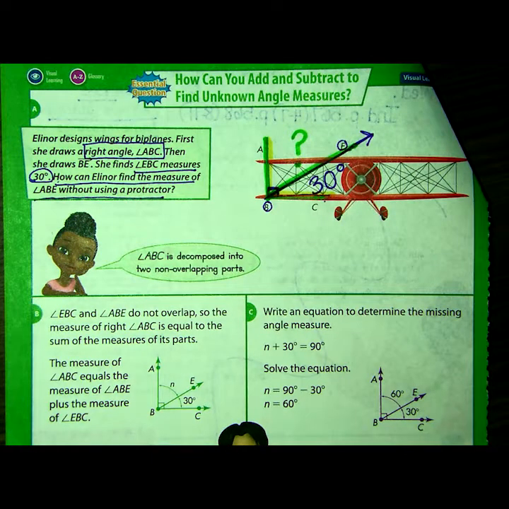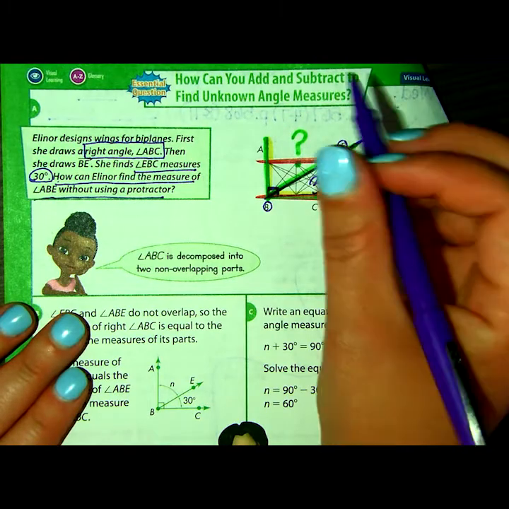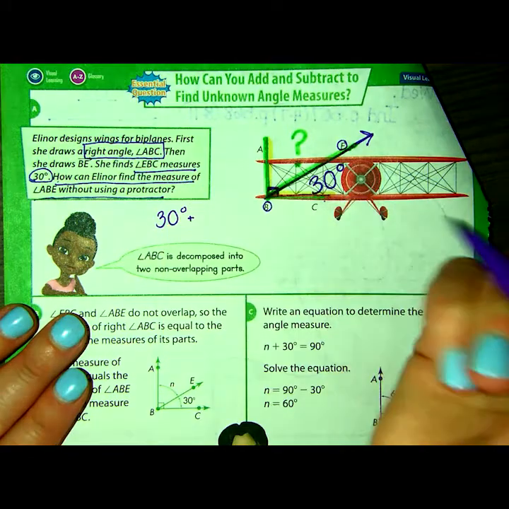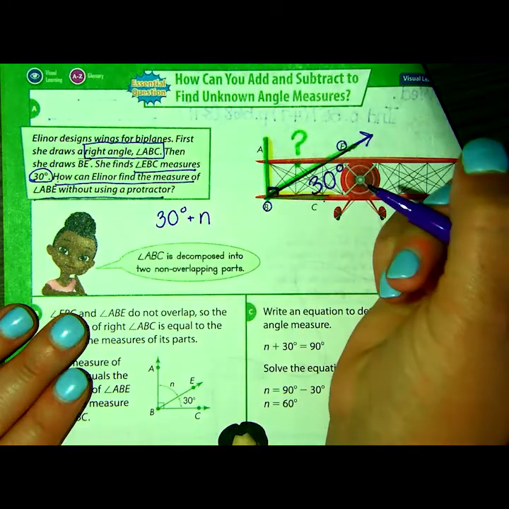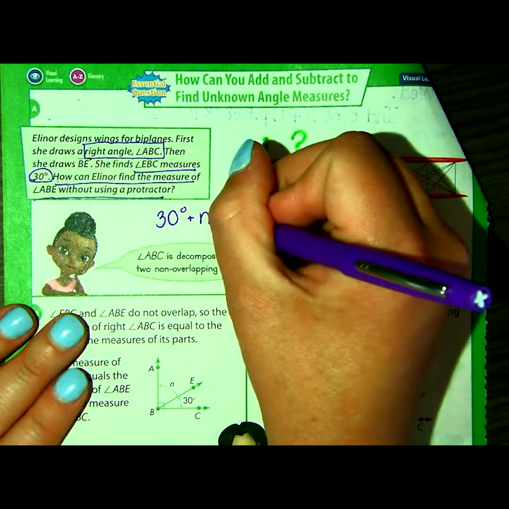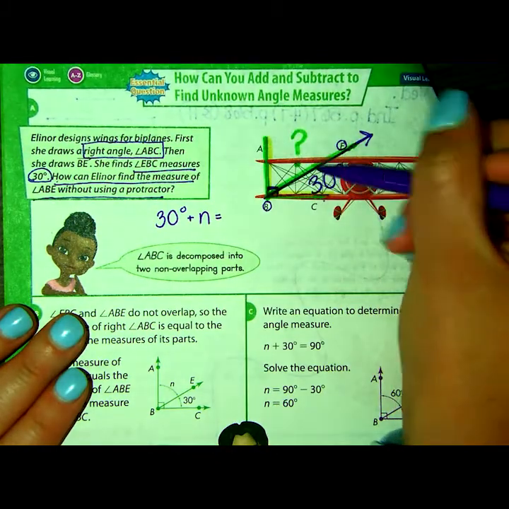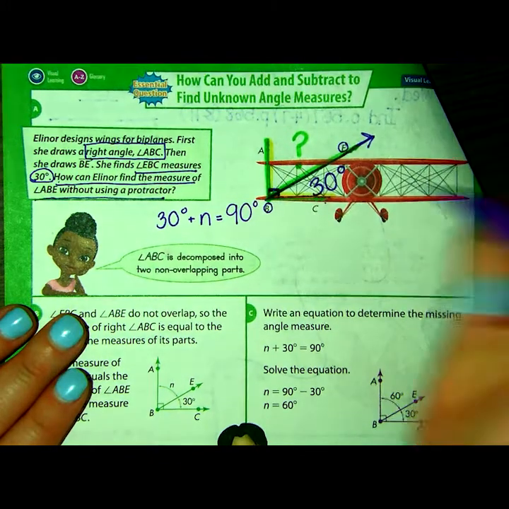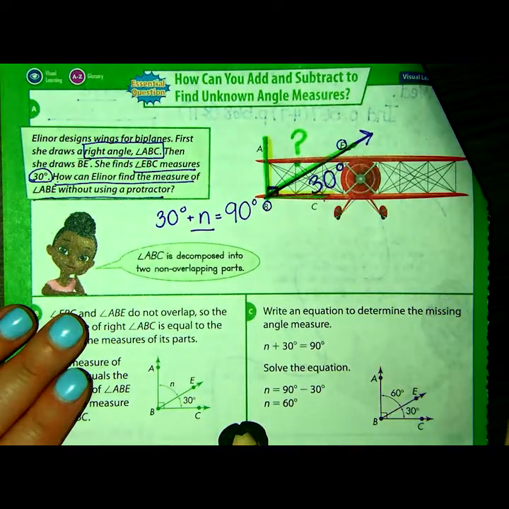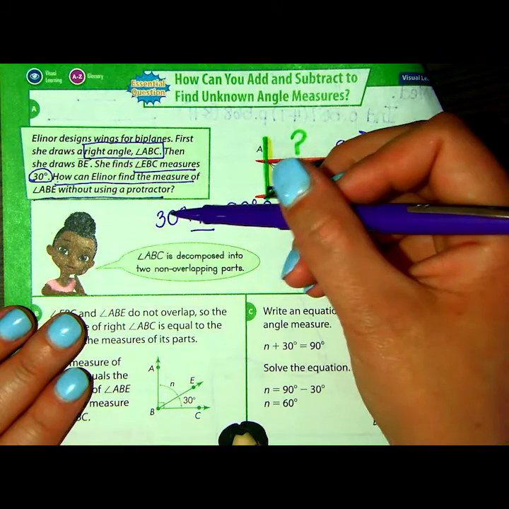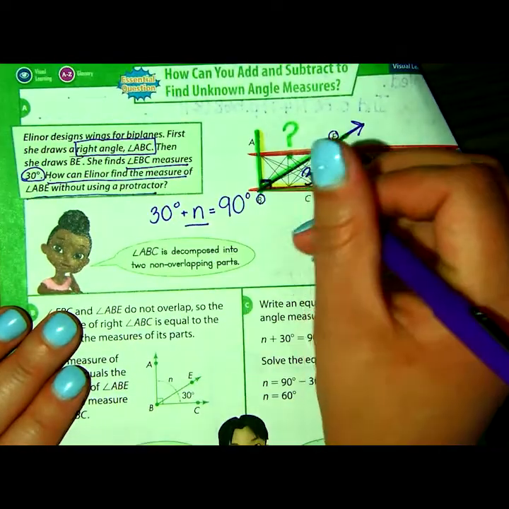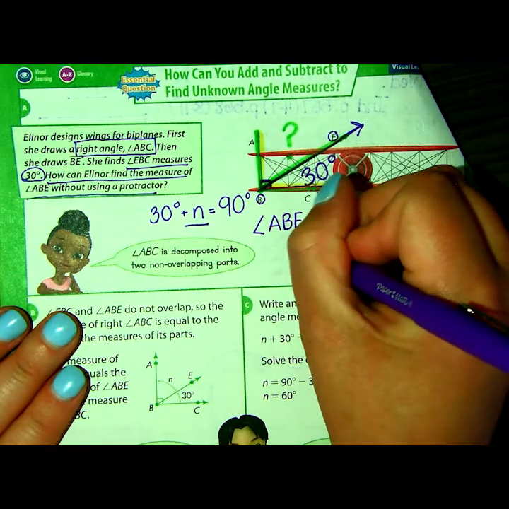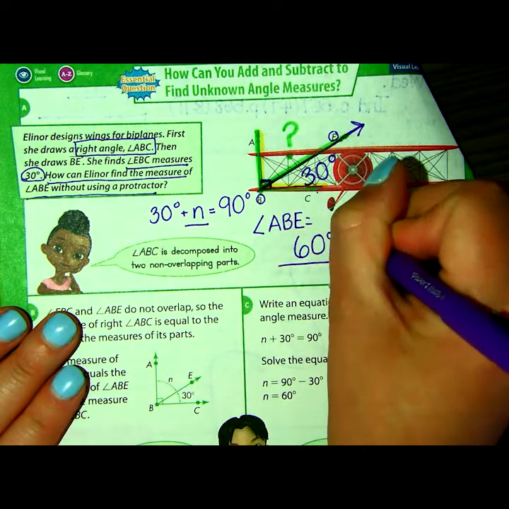So again, if you remember, we're talking about adding and subtracting angle measures today. Well, if part of that measures 30 degrees, plus let's put N for this angle, equals, well, if I know that this plus this is equal to the full angle, then I know that they're equal to 90 degrees. So now I'm thinking in my head, what is this unknown angle measure? Well, I know that 30 added to 60 is equal to 90. So angle ABE is equal to 60 degrees. And that is my answer.